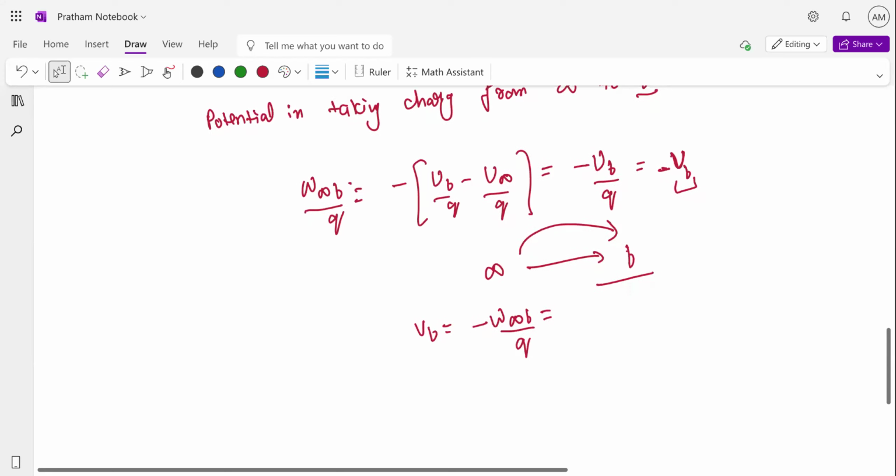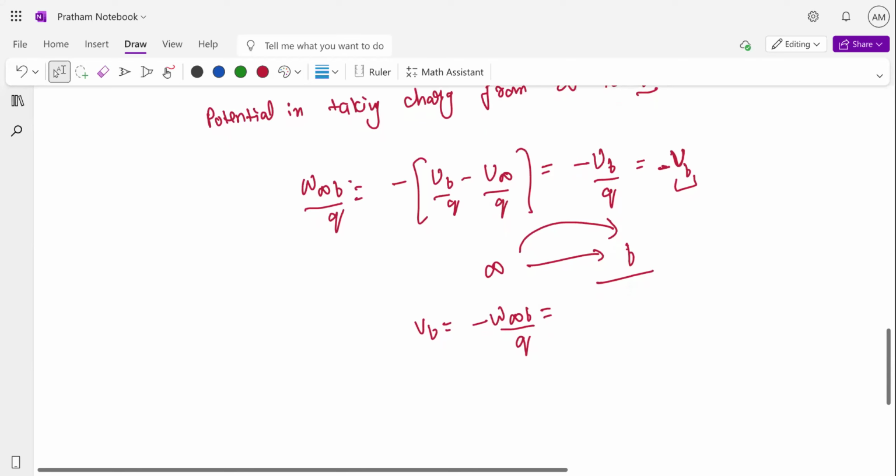Let's say, look, work done. We need two points to discuss. Let's say Q charge is already there, and I took a charge from infinity to this point. What work done do I need to do here? That is nothing but negative KQq divided by R, the distance.